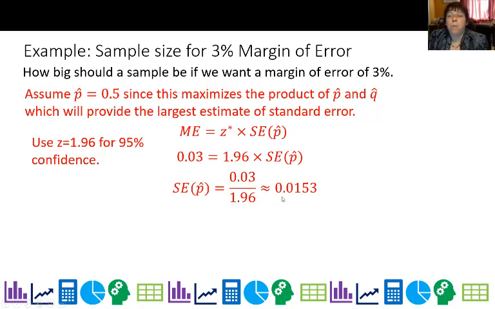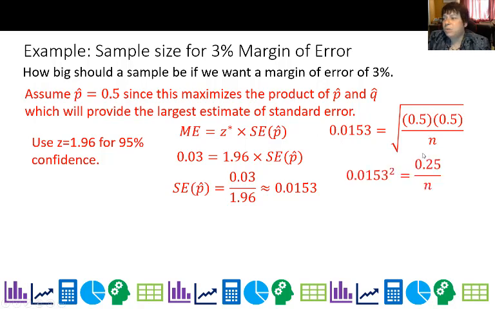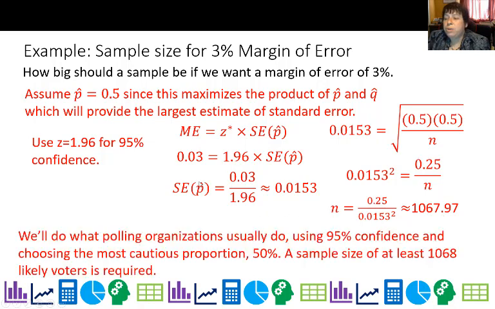That's the standard error I want. Substitute it into the standard error formula with our worst case scenario for p hat and q hat. Square both sides, cross multiply and solve for n, and we get 1067.97. We'll do what polling organizations usually do, which is a 95% confidence, and the most cautious proportion is 50%. A sample size of at least 1,068 likely voters is required. Do not use a decimal value. You always want to use an integer value because it's not like you can take that many samples.